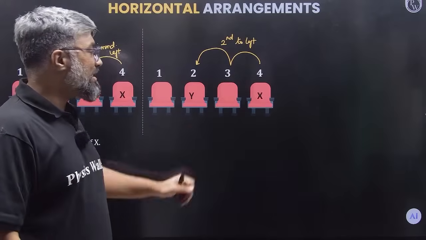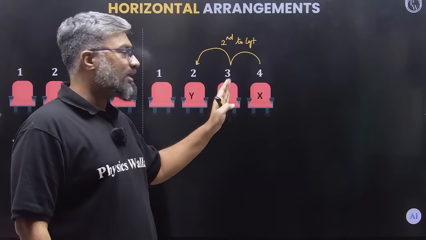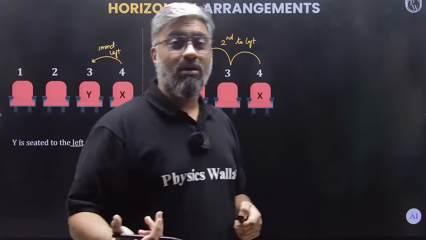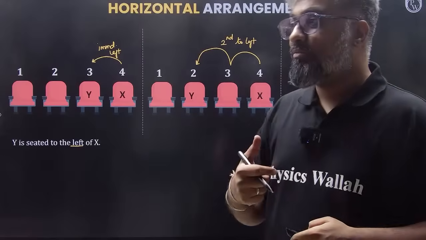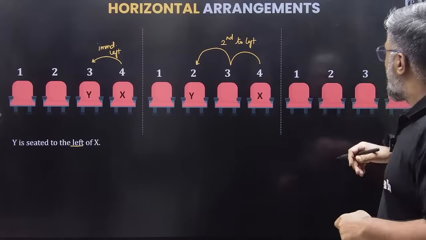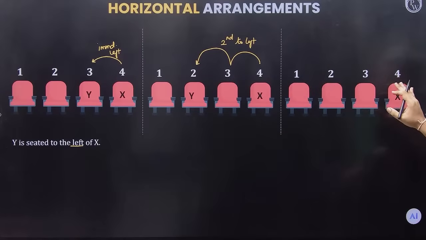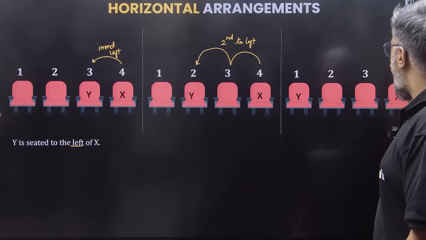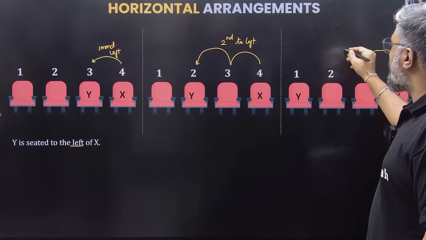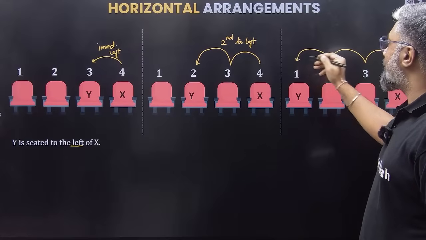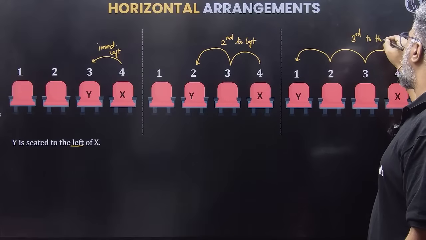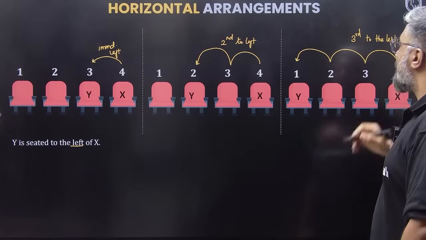So immediate left of X would be seat number 3. Second to the left of X would be seat number 2. But because they have not mentioned anything, we will also have one more case where X is still on seat number 4, but Y can also be on seat number 1. So this is first left, second left, third left. Got it? Third to the left of X. Does this work, everybody?